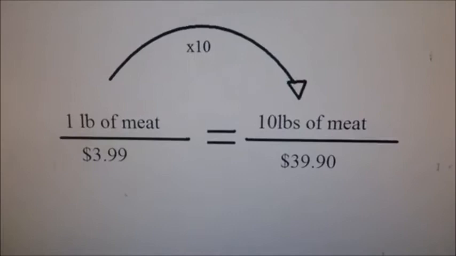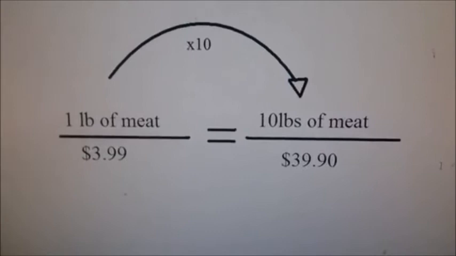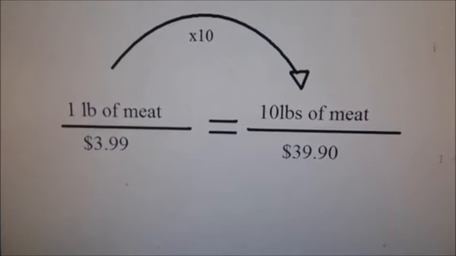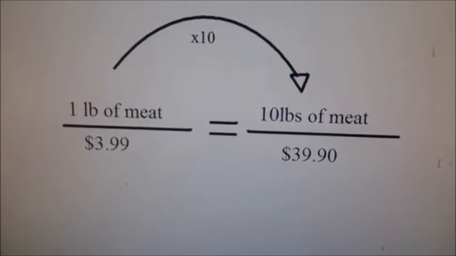So, in this example, 1 pound of meat, $3.99, is equivalent to 10 pounds of meat, $39.90. So this equation is called rates. We use math everywhere, in all your everyday shopping, buying fruit, buying lots of things.